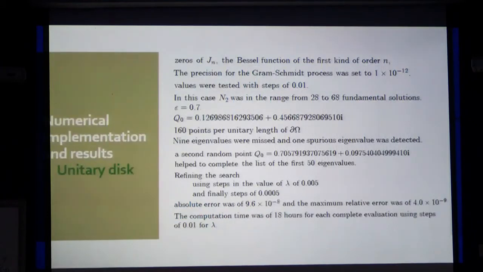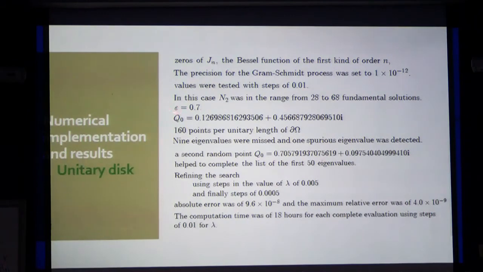And then I can show another result with analytical solutions, which is the unitary disk. Here I show more of the elements for the computation, so the solutions will be Bessel functions of the first kind of order n. The series of these functions will give the eigenvalues. I can establish the Gram-Schmidt process precision at 1 times 10 to the minus 12, with steps of 0.01, and the number of functions used to compute the eigenvalues was from 28 to 68.